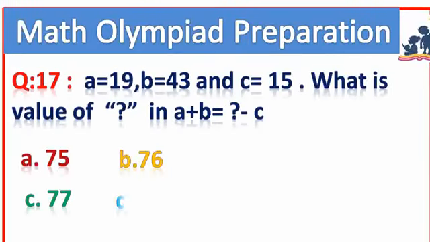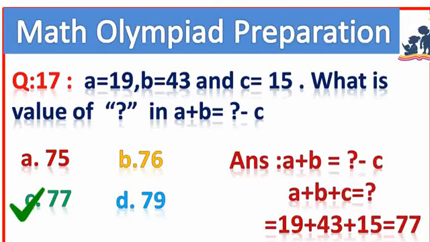Question number 17. A is equal to 19, B is equal to 43 and C is equal to 15. What is the value of question mark in A plus B is equal to question mark minus C? Tell me the answer. 77. Yes. In this, A plus B is equal to question mark minus C. So, when we bring minus C on the left side, the solution becomes 19 plus 43 plus 15. Answer is 77. Good.